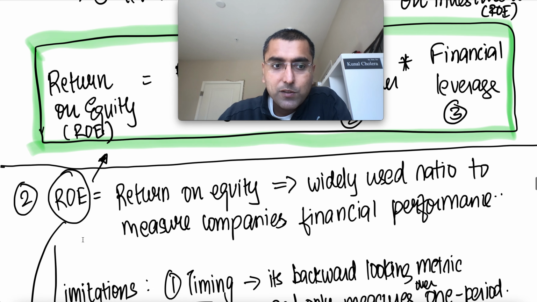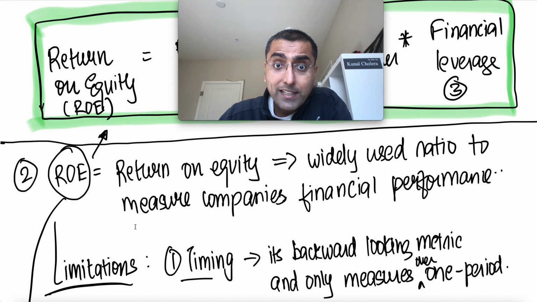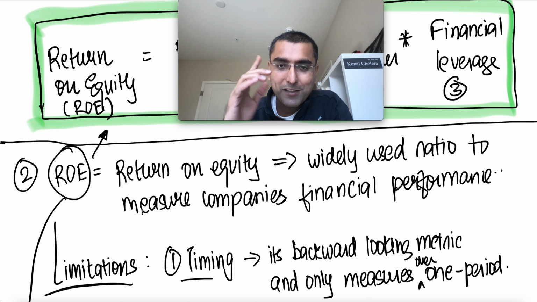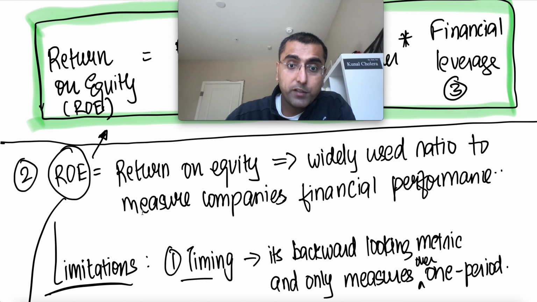So now let's get into the details, right? ROE is a widely used ratio for financial performance, but it has lots of limitations. So while I told you this is the most important, it is, but we are getting better at this, so we need to understand what the limitations of return on equity are.